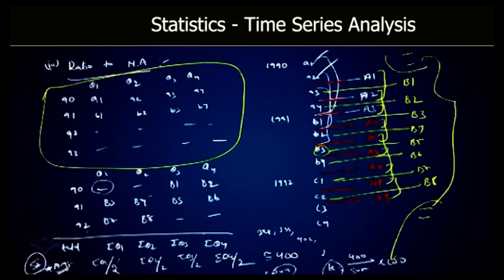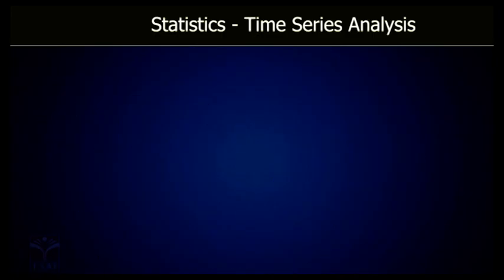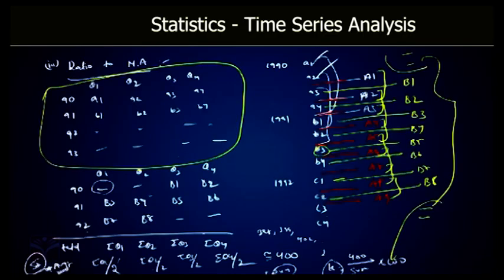Adjusted seasonal indices are nothing but summation Q1 by 2 into k, summation Q2 by 2 into k, summation Q3 by 2 into k, summation Q4 by 2 into k.